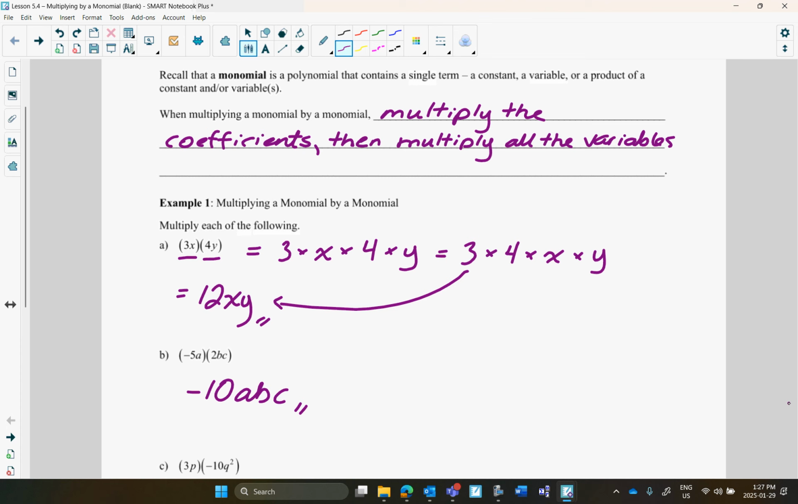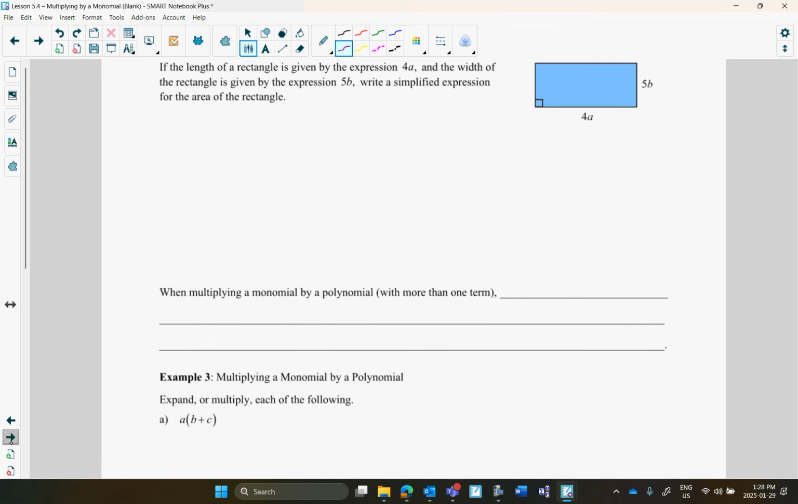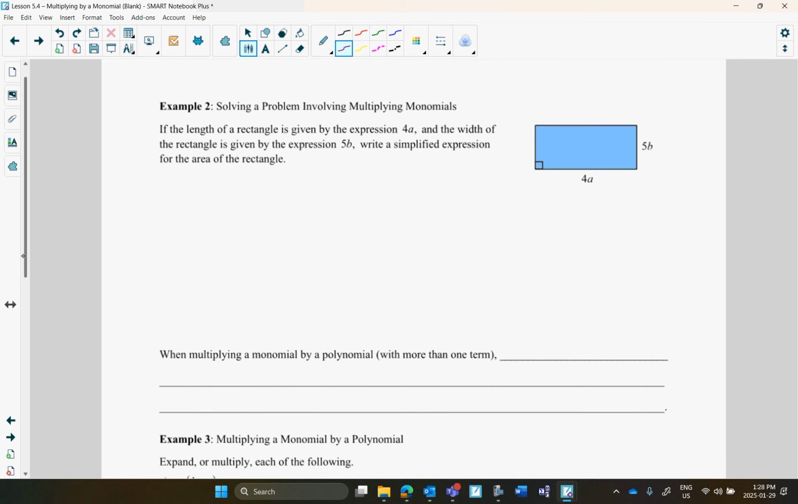Okay. So that's multiplying a monomial by a monomial. Here we got a little word problem, which is pretty straightforward. Remember, normally in shapes, we're given the dimensions as numbers, but we can be given them as algebraic expressions. So we're told that the length is 4a, the width is 5b, and we're asked to write a simplified expression for the area of the rectangle. How do we find area again? Rectangle?